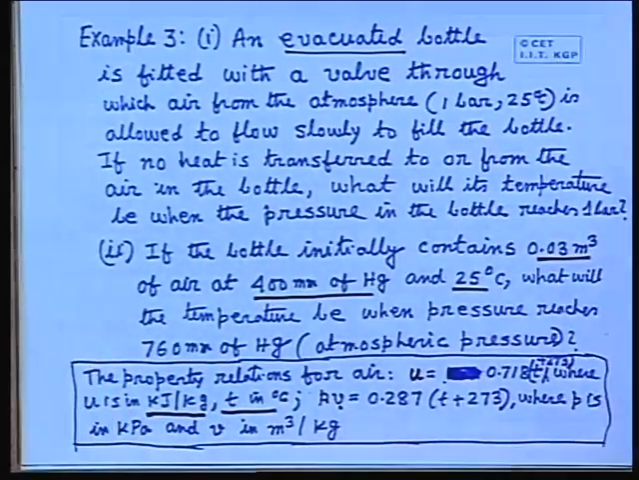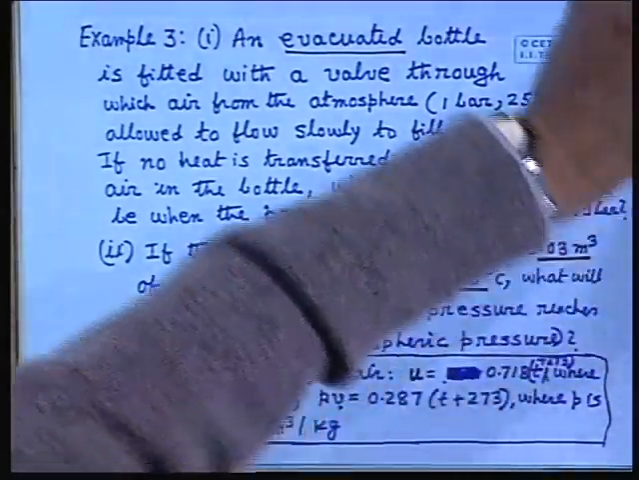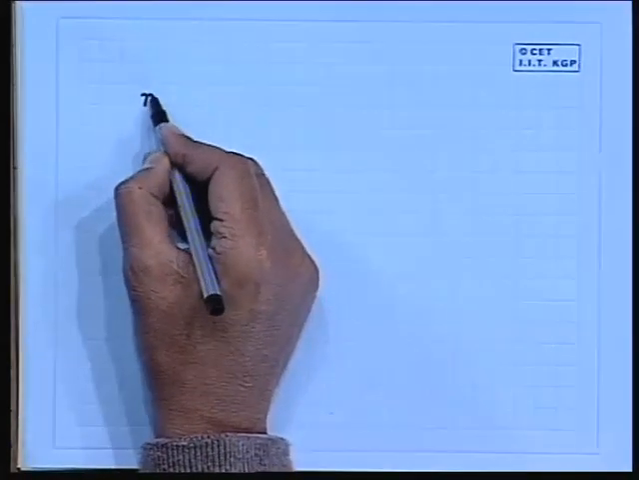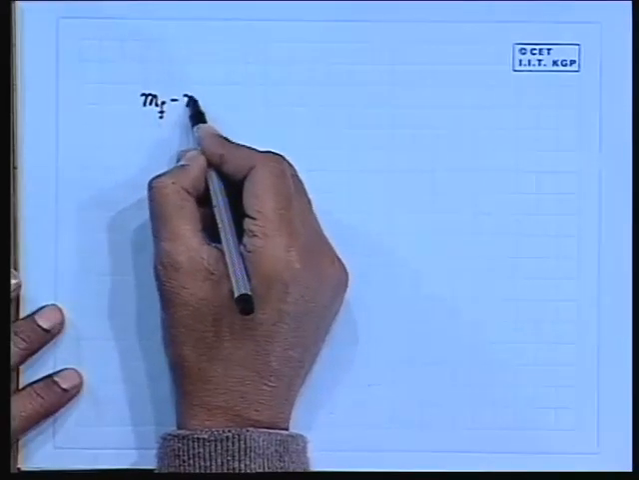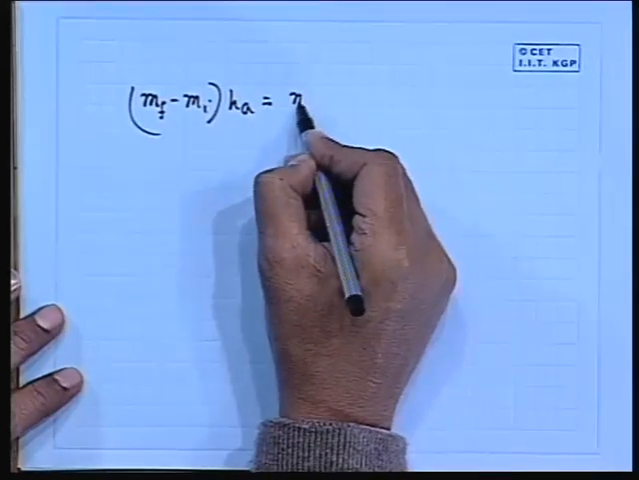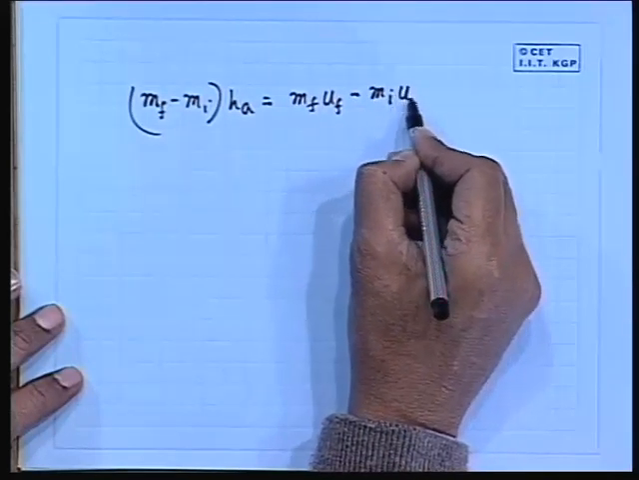Please write it. So how to solve this problem? Just apply this equation. What is the equation? That T is equal to 144 degrees. You have written it? This equation we will now be solving. That means I write this equation: (MF minus MI) into HA is equal to MF UF minus MI UI. What is MI?